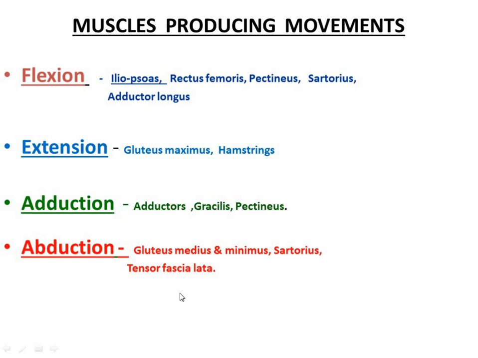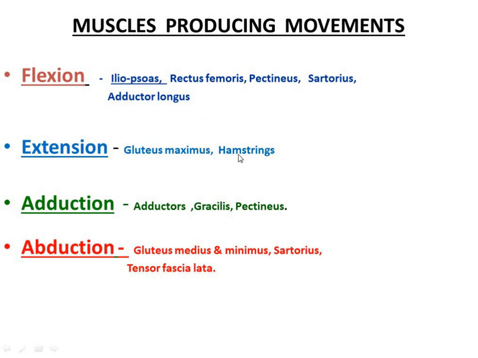What are the muscles which are producing these movements? Flexion is anteriorly, so whatever muscles are causing movement anteriorly will cause flexion. Extension is the posterior movement. Adduction is medially and abduction is lateral movement of the limb. Then flexion: iliacus and psoas major, the rectus femoris, pectineus, sartorius, and adductor longus.